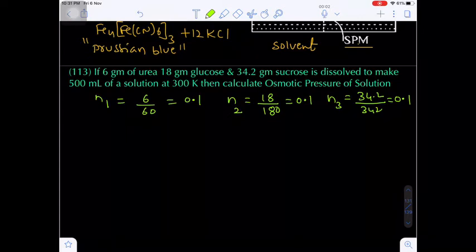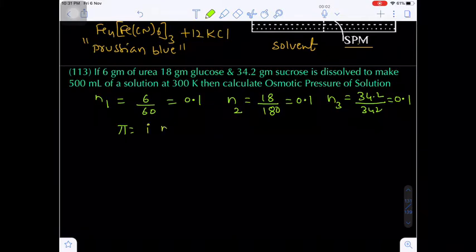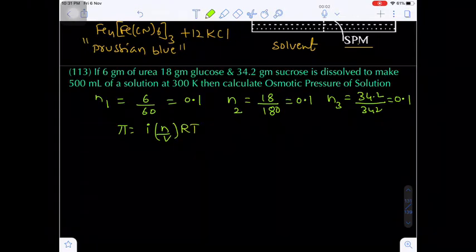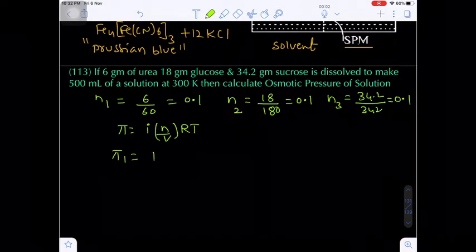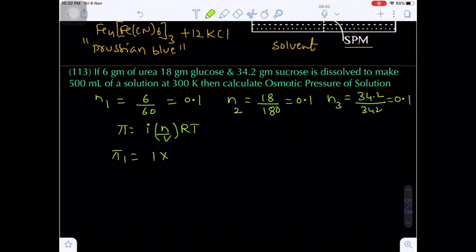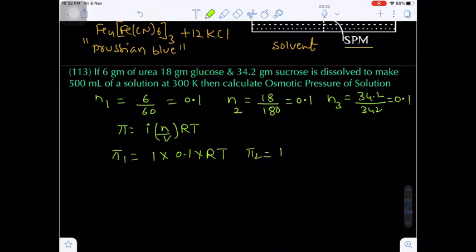Okay. Now here, what is the osmotic pressure formula? Pi is equal to iC. Instead of C, concentration, I am writing number of moles upon volume of solution in liter into RT. Now it is applicable. For each individual solute, first of all I am calculating the osmotic pressure. So pi 1: iota value is 1 because all these 3 solutes are non-electrolytes, into number of moles 0.1, RT constant, as it is. In the case of the second solution also iota 1 and number of moles 0.1.